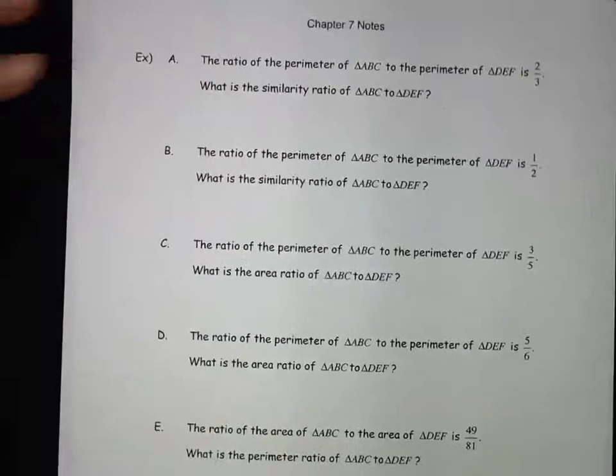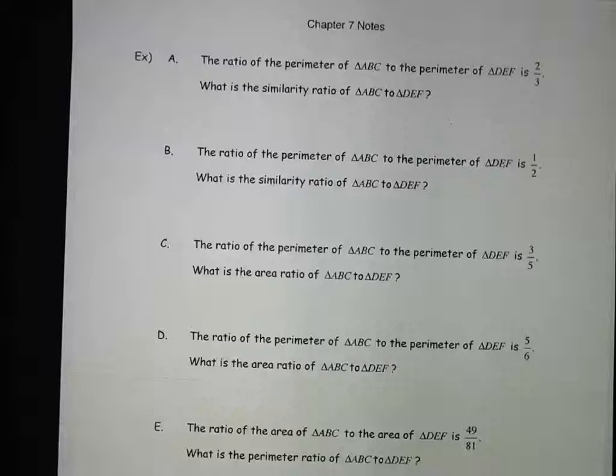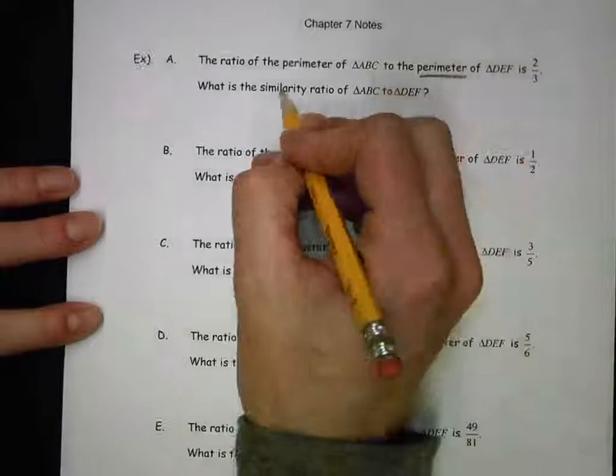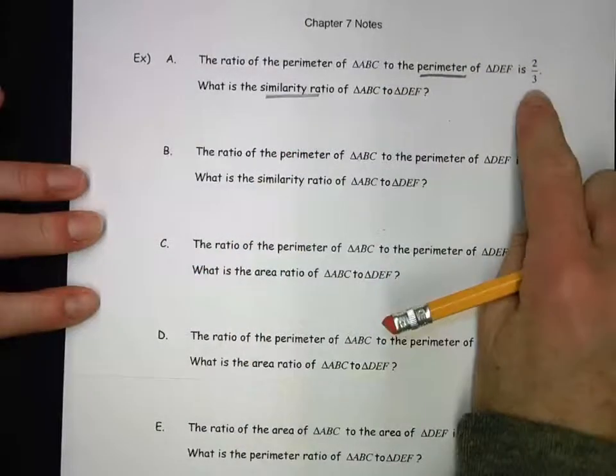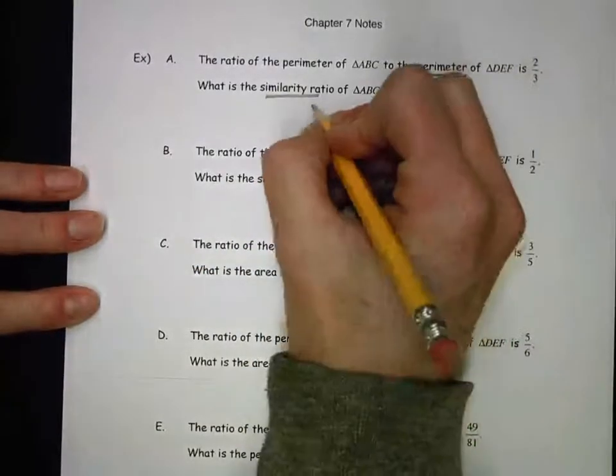All right, if you flip your page, we are now going to take a look at the last page. On the last page, we're going to talk about perimeter and similarity ratios and area ratios. We know that the perimeter and similarity ratio are the same, and we know that the area ratio is the square of the similarity and the perimeter ratio. So in our first example, the perimeter ratio is 2 to 3. What is the similarity ratio? Because the perimeter and the similarity ratio are the exact same, if the perimeter ratio is 2 to 3, the similarity ratio will also be 2 to 3.